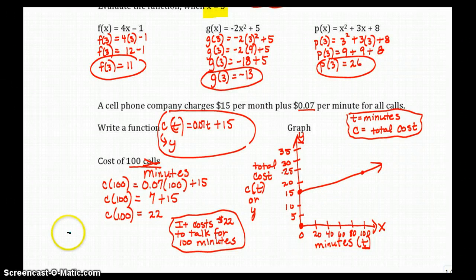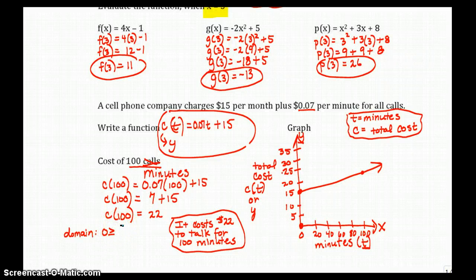Okay, let's talk about domain. This is important. Your domain are your input values. None of these can be negative. You're talking a certain number of minutes. You could talk 0 minutes, so 0 could be. You could talk no minutes and have a cost of $15. But you can talk beyond that. So your domain values, your input values, or your minutes have to be greater than or equal to 0.